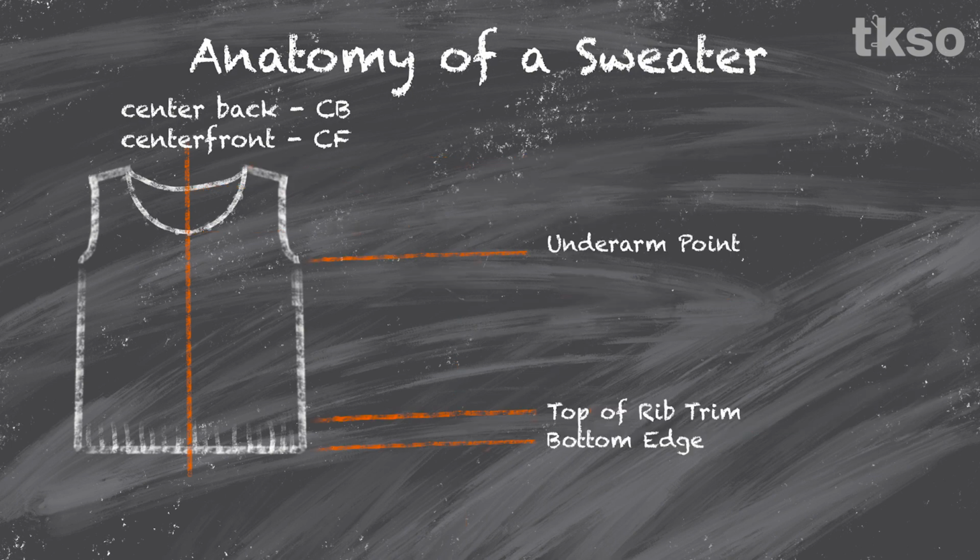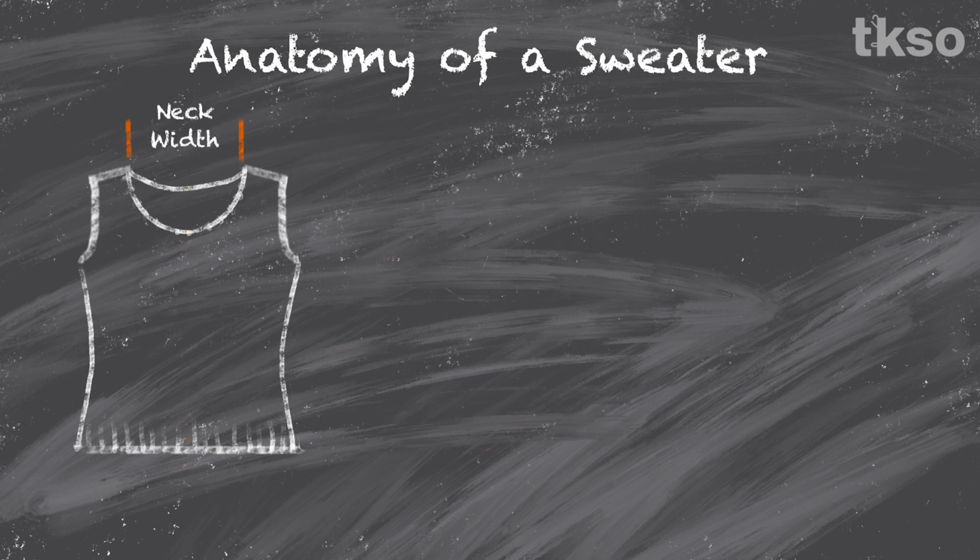Continuing down the body, we have the underarm point, the top of the rib trim, and the bottom edge of the garment. If there is shaping on the side seam, it might be useful to have a waist point. That's all the verticals. Let's look at the horizontals. Starting with the neck width, this is the space between the 2 high shoulder points. It varies depending on the style, but it is usually not less than 6 inches.